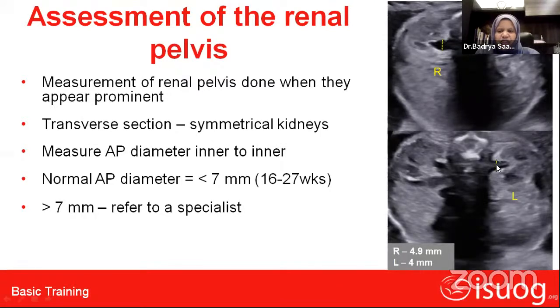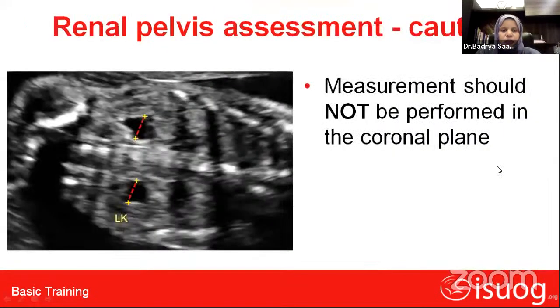And here it is demonstrated the same. The measurement is anterior posterior, and the diameter from inner to inner. Never ever do any pelvic measurement in the coronal plane or longitudinal plane. It should be in a transverse section to avoid any overestimate or underestimate of any renal pelvic dilatation.